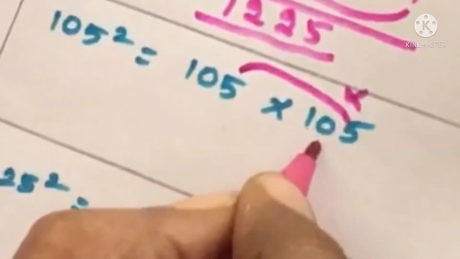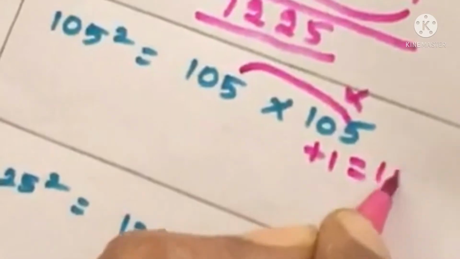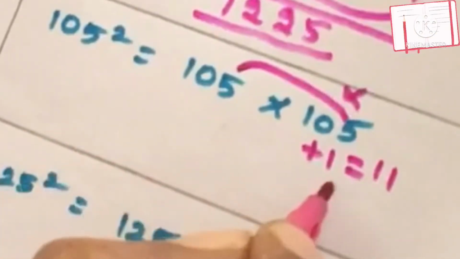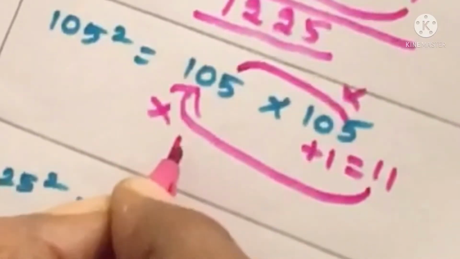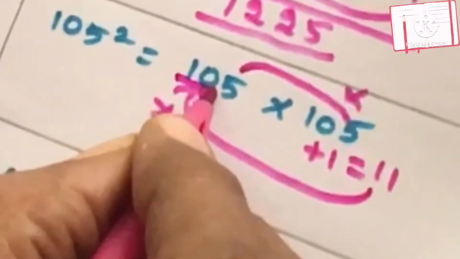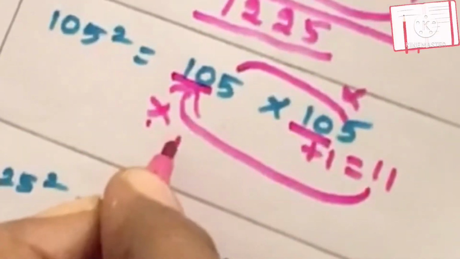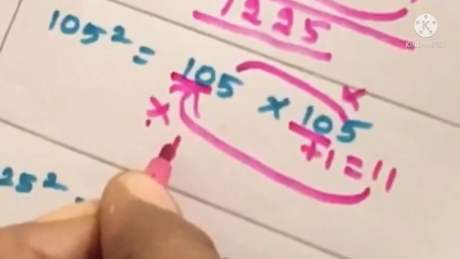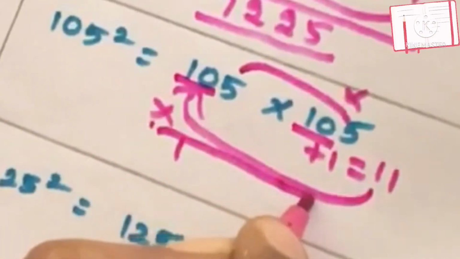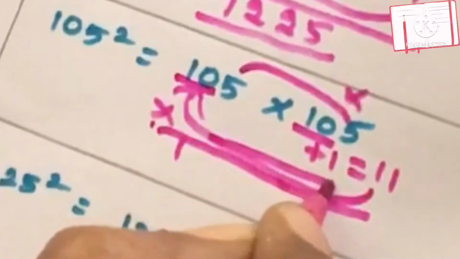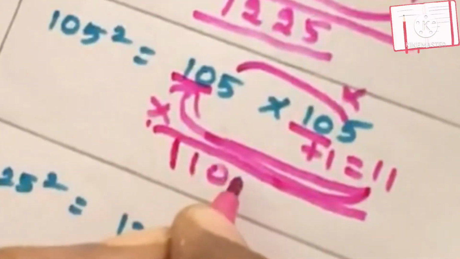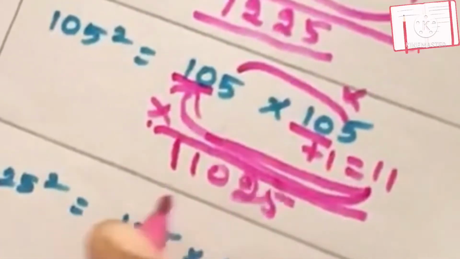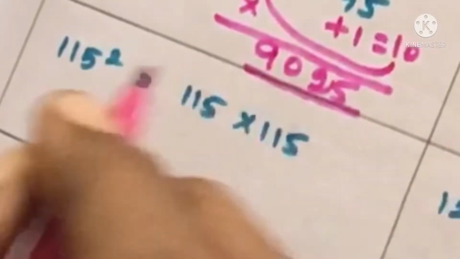Next, the square of 105. The same procedure is followed here. The ones digits on your right and left are multiplied, which gives you 25. Next, the tens and hundreds digits together are taken as 10, and that is added with 1 on your right hand side, which gives you 11, and that is multiplied with the same tens and hundreds digits taken together as 10, which gives you 11025.